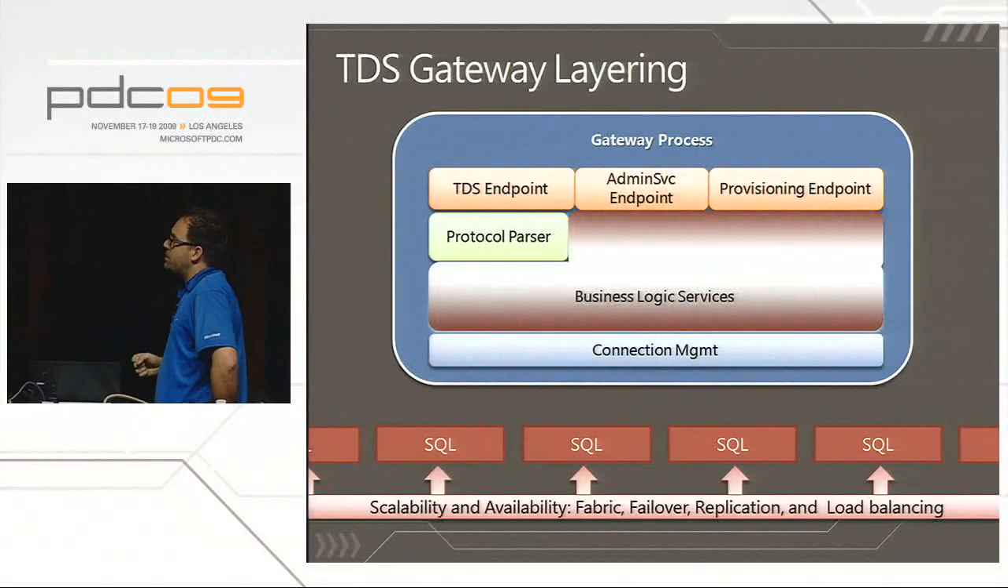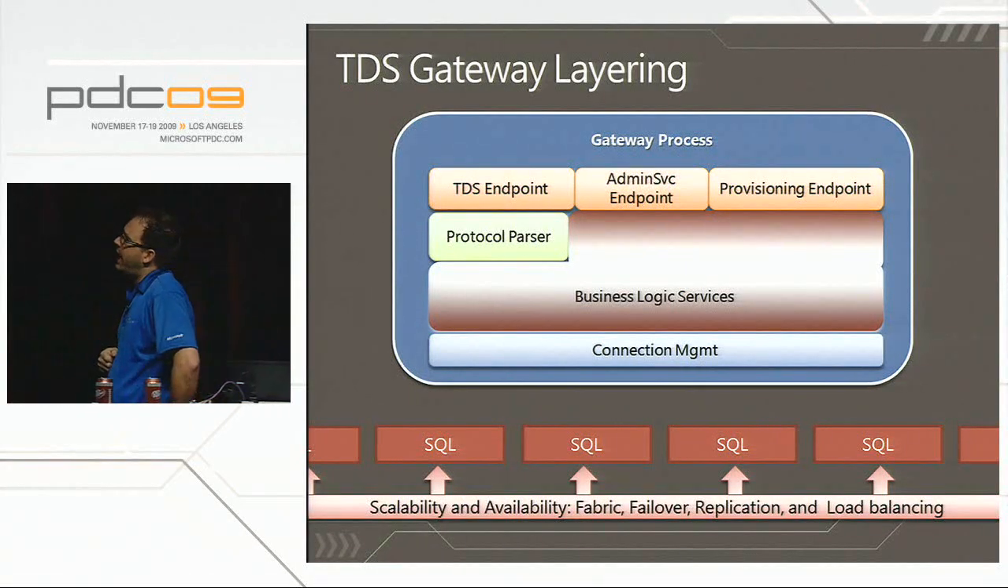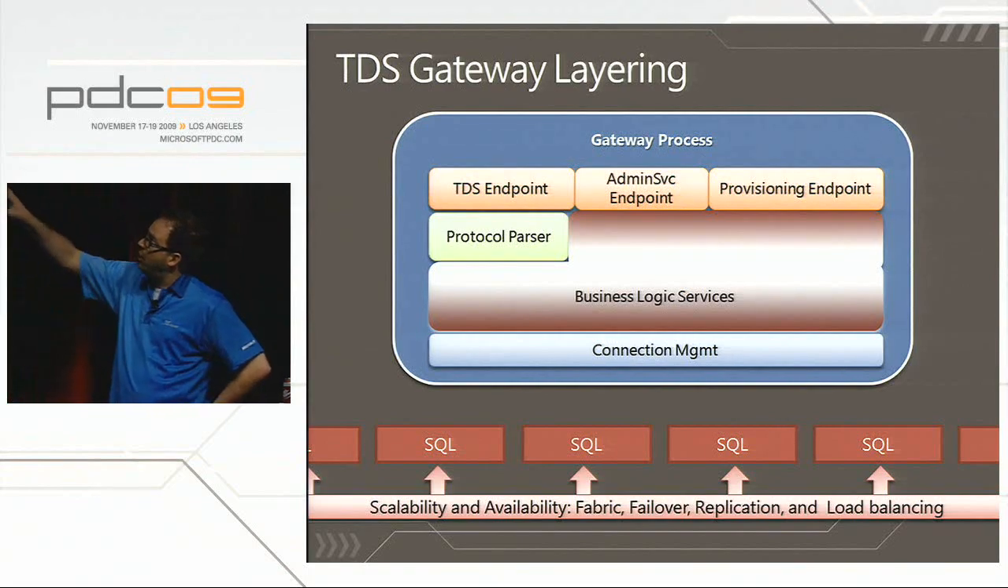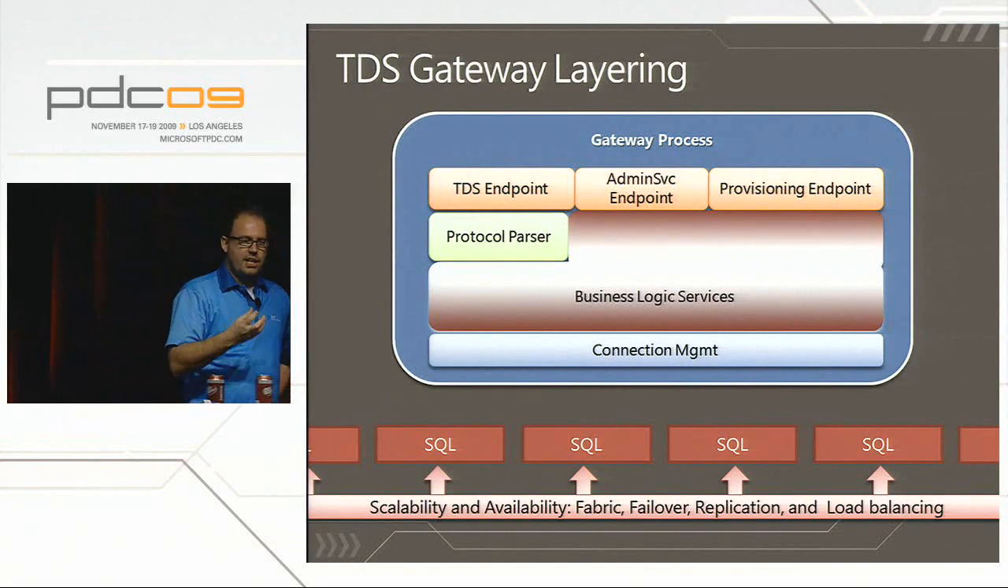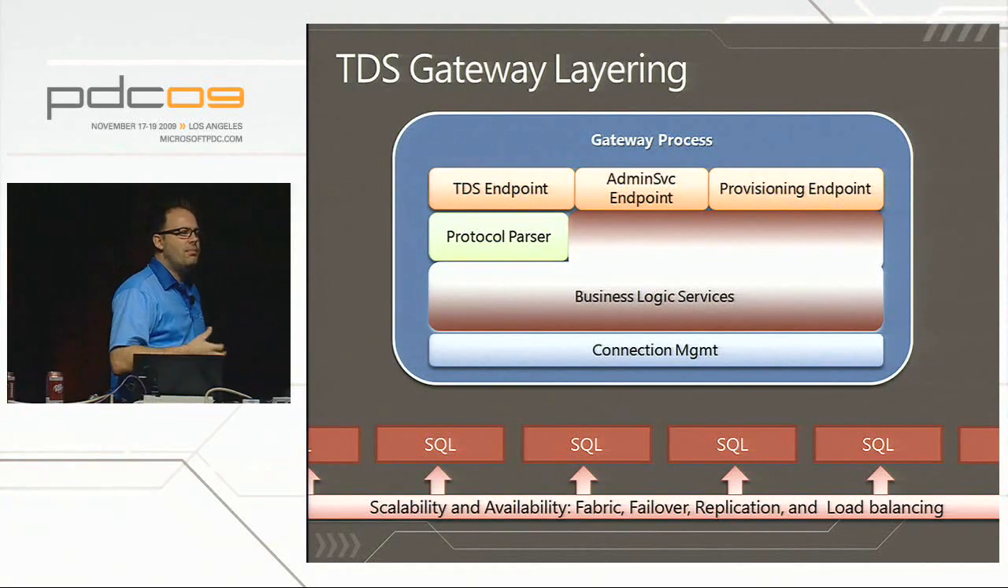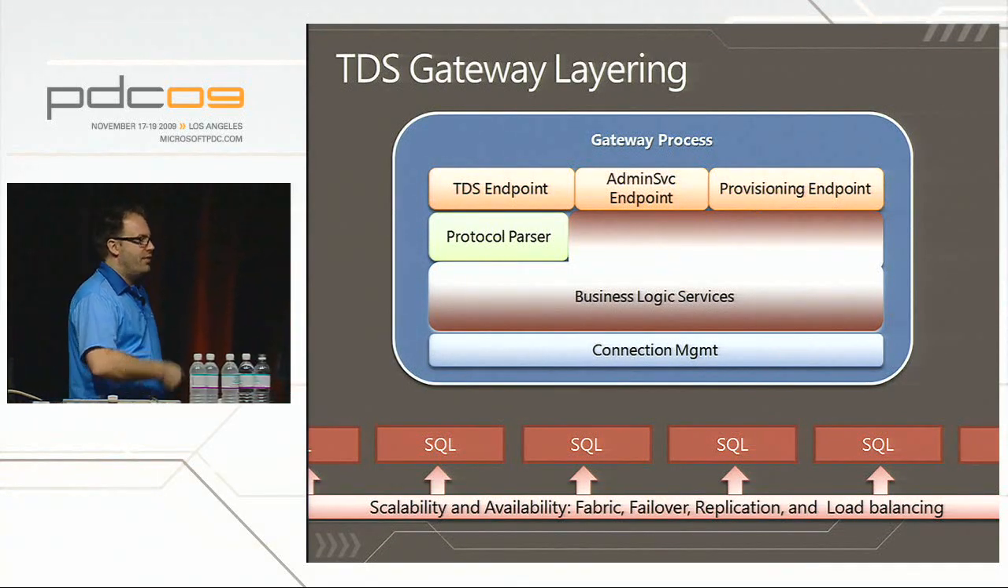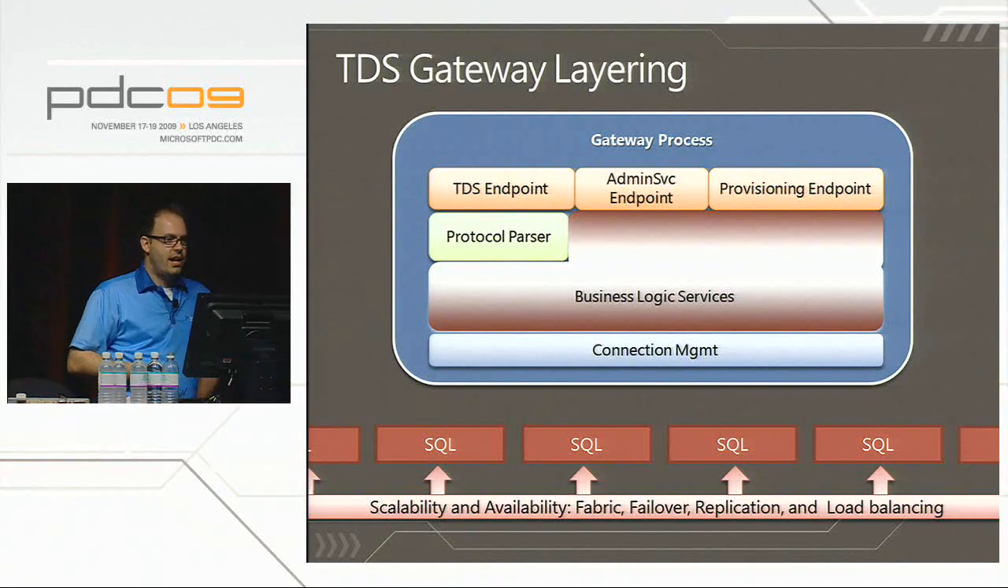So from a component perspective, this is the way the gateway breaks down. So we can see at the top we have a number of endpoints. The first and left is the TDS endpoint, and this is really the one that most people are actually interacting with. So if you're sending traffic to our service, this is the guy you're hitting.